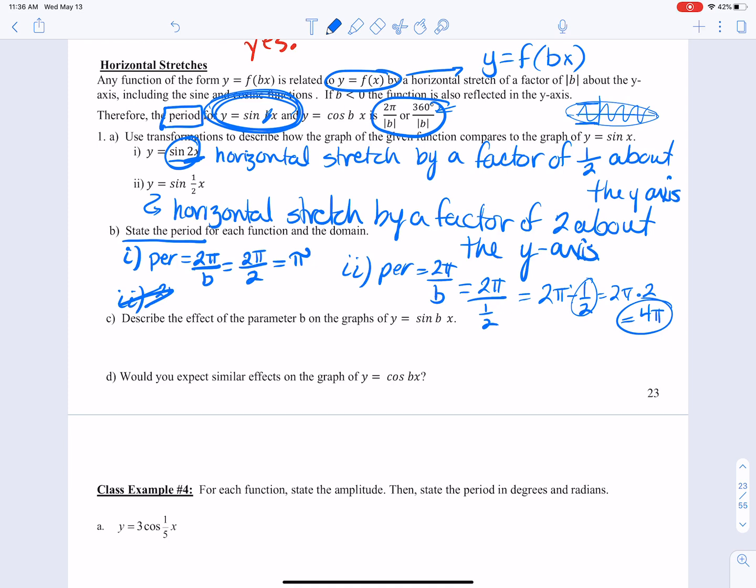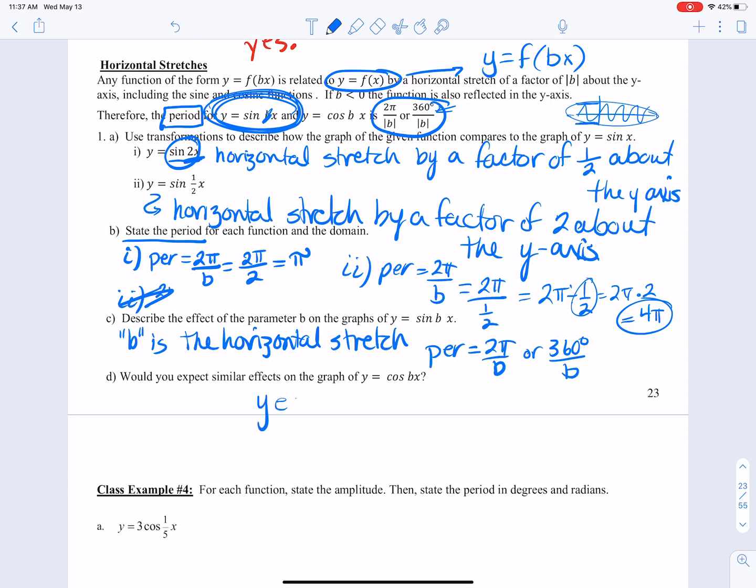Describe the effect of the parameter b on the graph y is equal to sine of bx. b is the horizontal stretch, and we know that it affects the period. So it'll be 2 pi divided by b, or 360 degrees divided by b. And yes, the same effects happen on cosine bx.